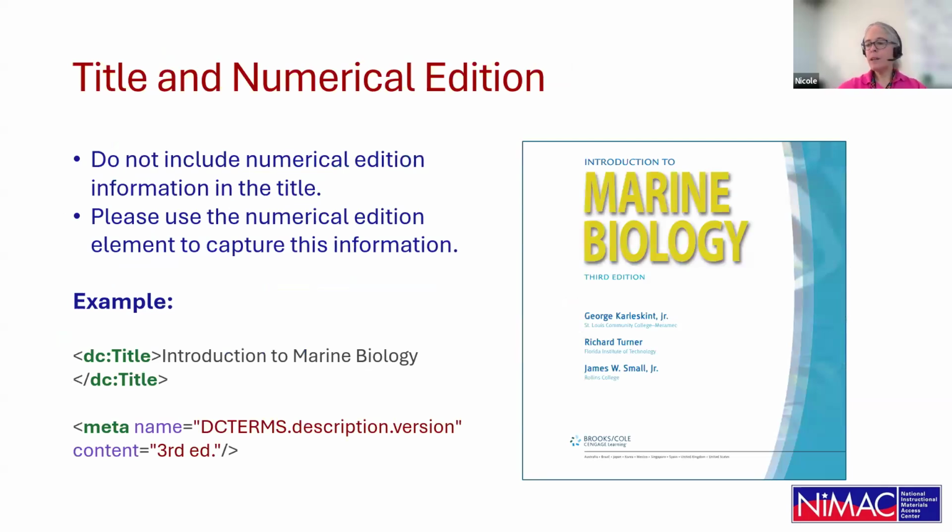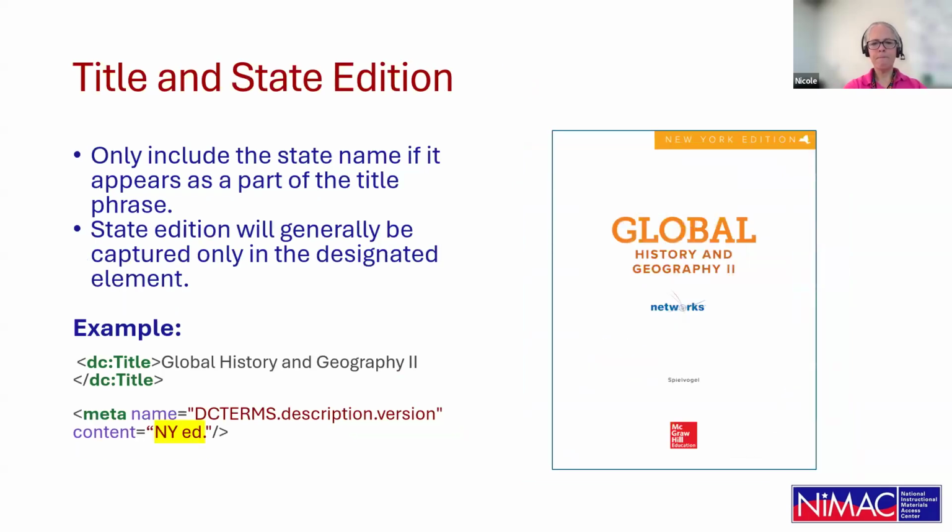Next, I want to talk about title and numerical edition. We talked about numerical edition before: it's required whenever it appears on the PDF. We want to ensure that it is a specific metadata statement in the OPF, and it's generally not included in the title. So we see here in this example, the title is Marine Biology or Introduction to Marine Biology, and again, not captured in all caps. Then the third edition is captured separately in the numerical edition metadata, so you don't have to include that there.